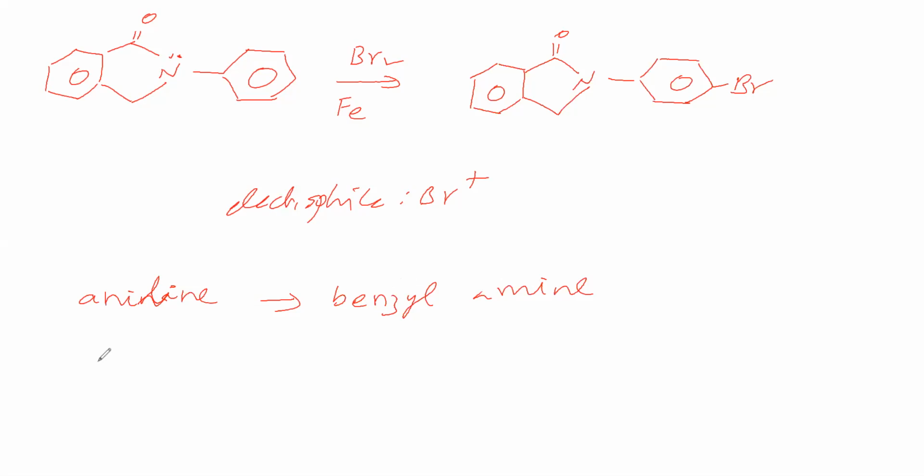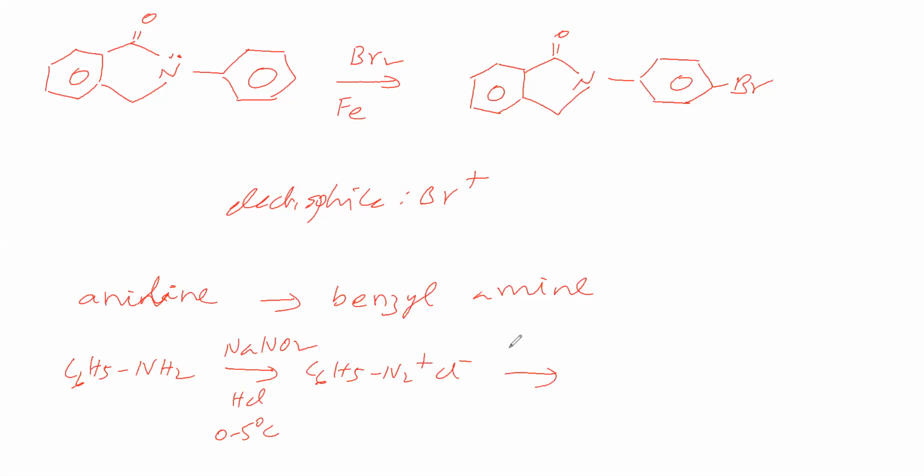Now we will take aniline, C6H5NH2. This aniline we will take for diazotization. Diazotization means NH2 is converting into diazonium chloride. Here we will take NaNO2, HCl, 0 to 5 degrees Celsius. So the NH2 group is converting into diazonium chloride.